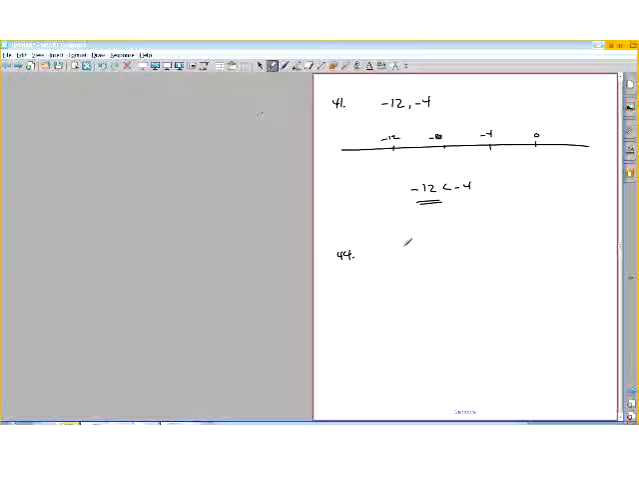Okay, 44. We have -16 and -15. Again, if you did a number line, let's put 0 here, and then you have -15, which is the distance of 15 to the left, and then you have -16. Because this is left of -15, we could say -16 is less than -15, or the lesser number is -16.